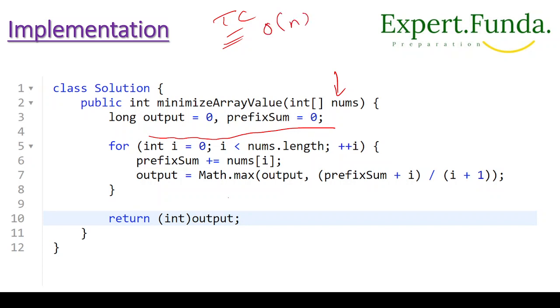Now if we talk about space complexity, we are not taking extra space other than the variables, so the space complexity is O of 1. So this is a very good example of greedy and prefix sum.